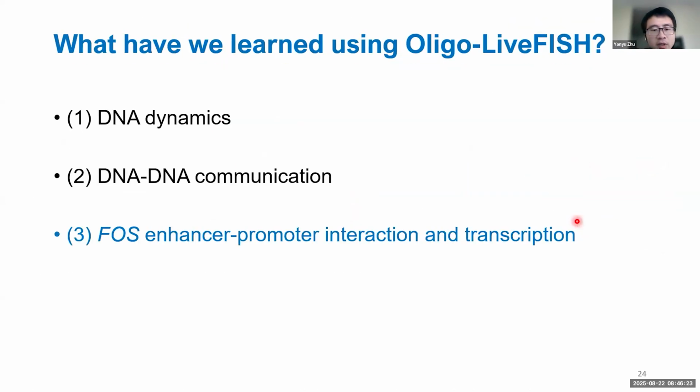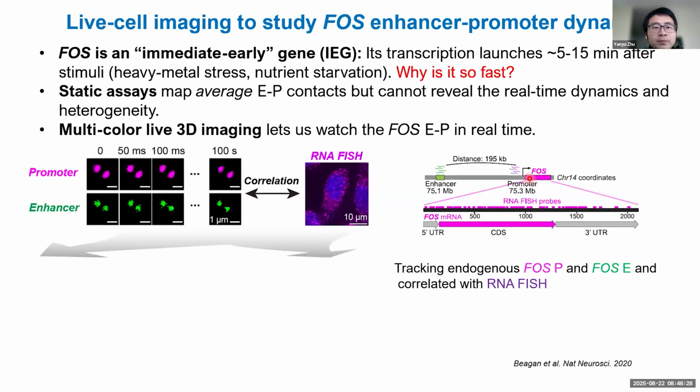So the last example is to study the FOSL1 enhancer promoter interaction and its relationship with transcription. FOS is an immediate early gene, and it transcribes very fast after stimulation. And we wanted to know why. The static assay usually can map the enhancer promoter contact, but it cannot reveal the dynamics and also the cell-to-cell heterogeneity. So our multicolor live cell 3D imaging method allows us to watch how the enhancer and the promoter correlate with each other in real time.